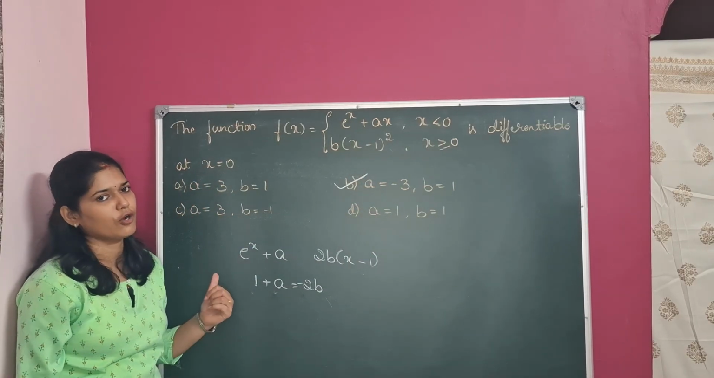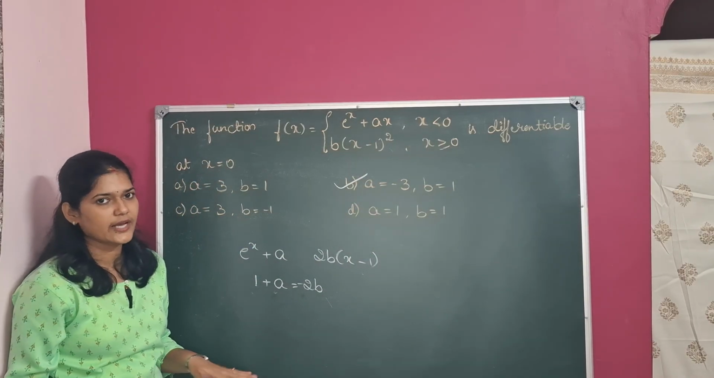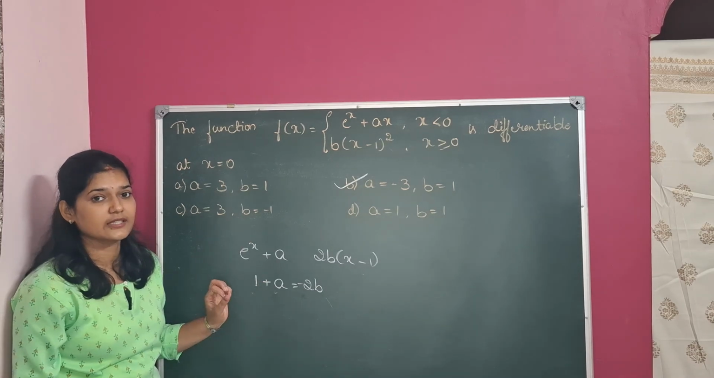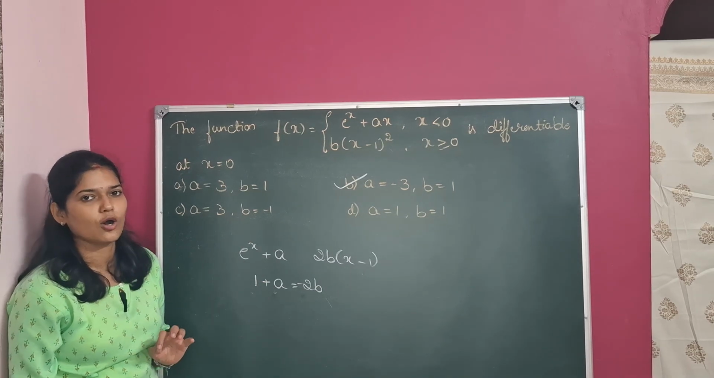Similarly, you can check for options C and D. They will not be the answers. They will not satisfy the given equation. Therefore, the answer is option B.